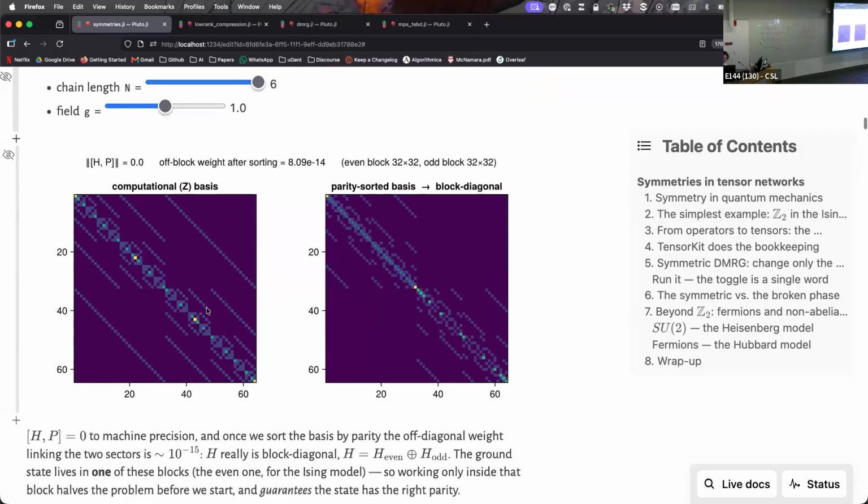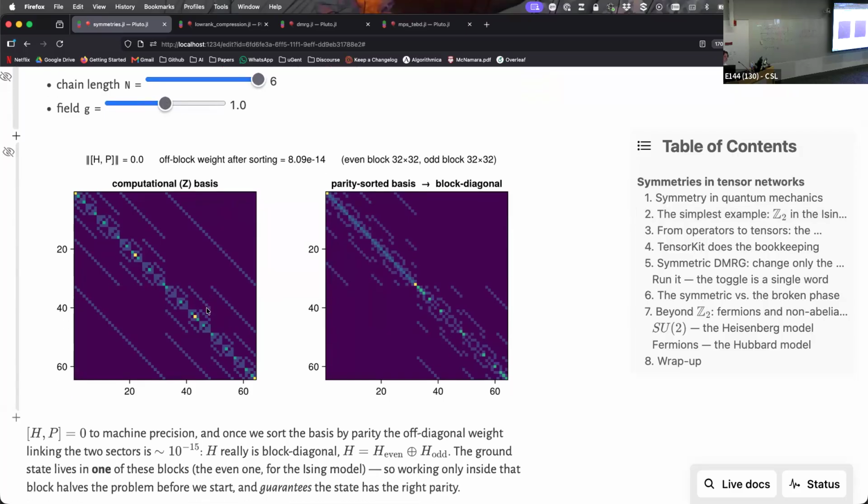Also, these are kind of pretty pictures, so if you need a new background for your computer, you can play around with stuff like that.